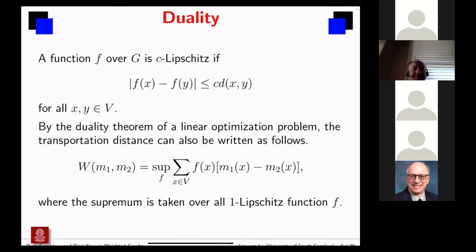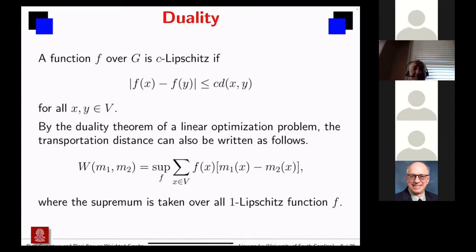This definition is quite useful, because one gives you the lower bound and the other gives you the upper bound. If both of them achieve the same value, then this value must be optimal. So it's very useful to compute the transportation distance this way.